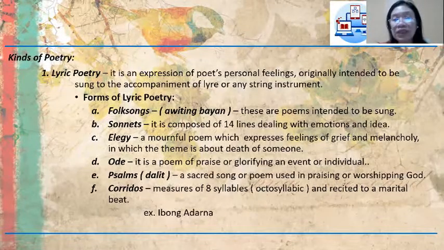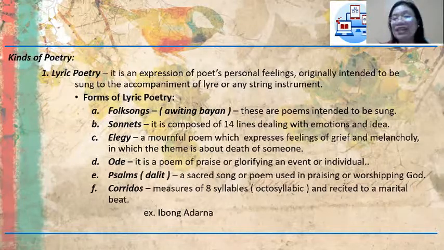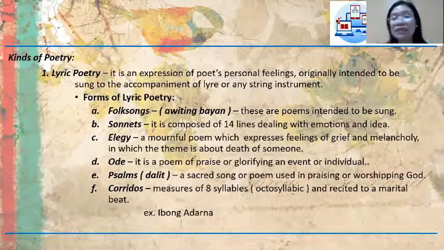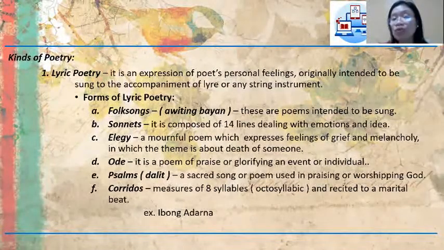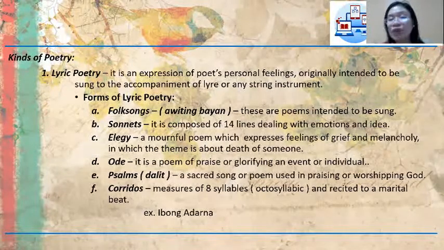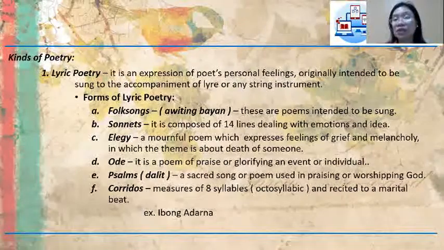And then ode, it is a poem of praise or glorifying an event or individual. Another one is psalms or dalit, a sacred song or poem used in praising or worshiping God. And lastly, we have corridos, measures of 8 syllables or octosyllabic and recited to a martial beat. For example, Ibong Adarna in Philippine literature.